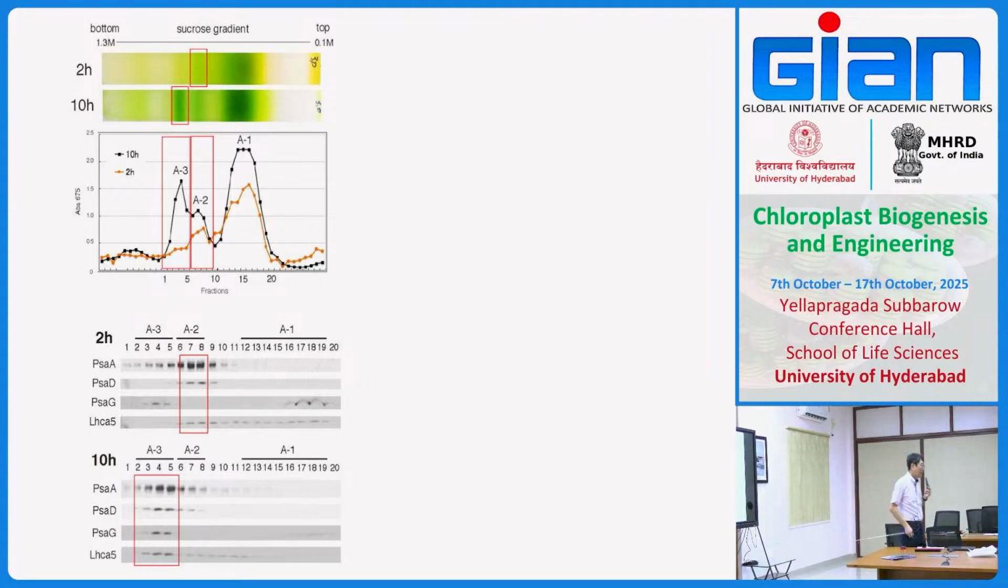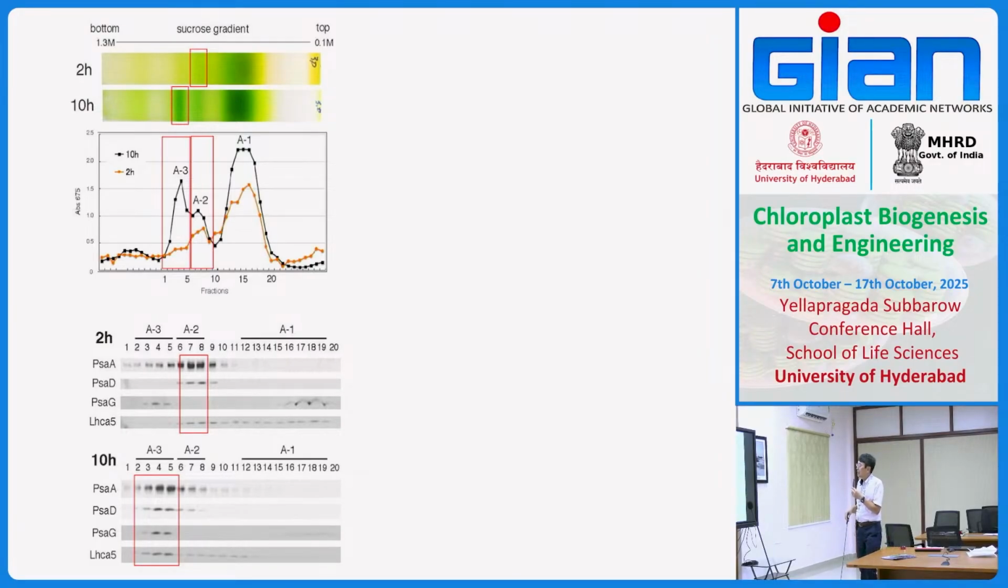And then spin overnight. The top is 0.1 molar sucrose, and the bottom is 1.3 molar sucrose. Larger complexes sediment faster than smaller complexes, so you can separate the large complexes by sucrose gradient ultracentrifugation, depending on the size, basically. You can find a very dense green band here, a weak band here, and a very slight band here. But from the 10-hour, fully green sample, you see 3 major bands. That's the main change.